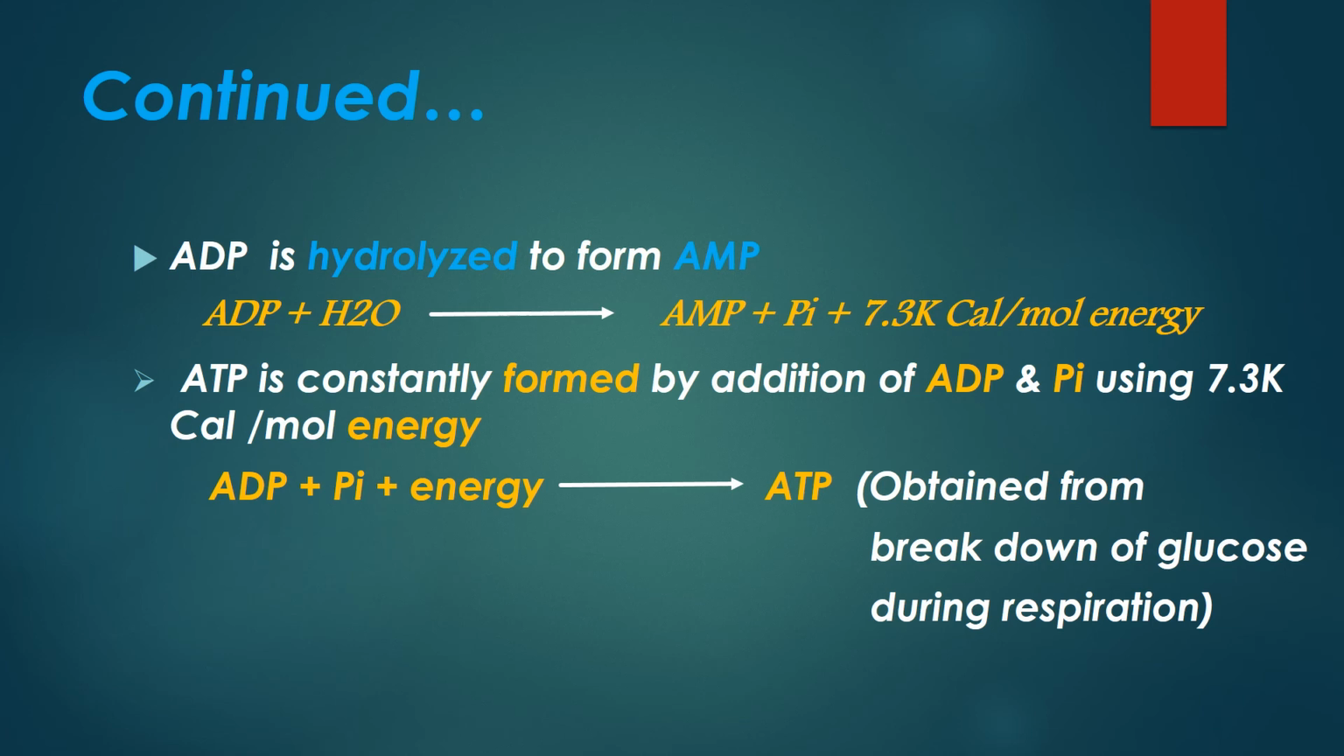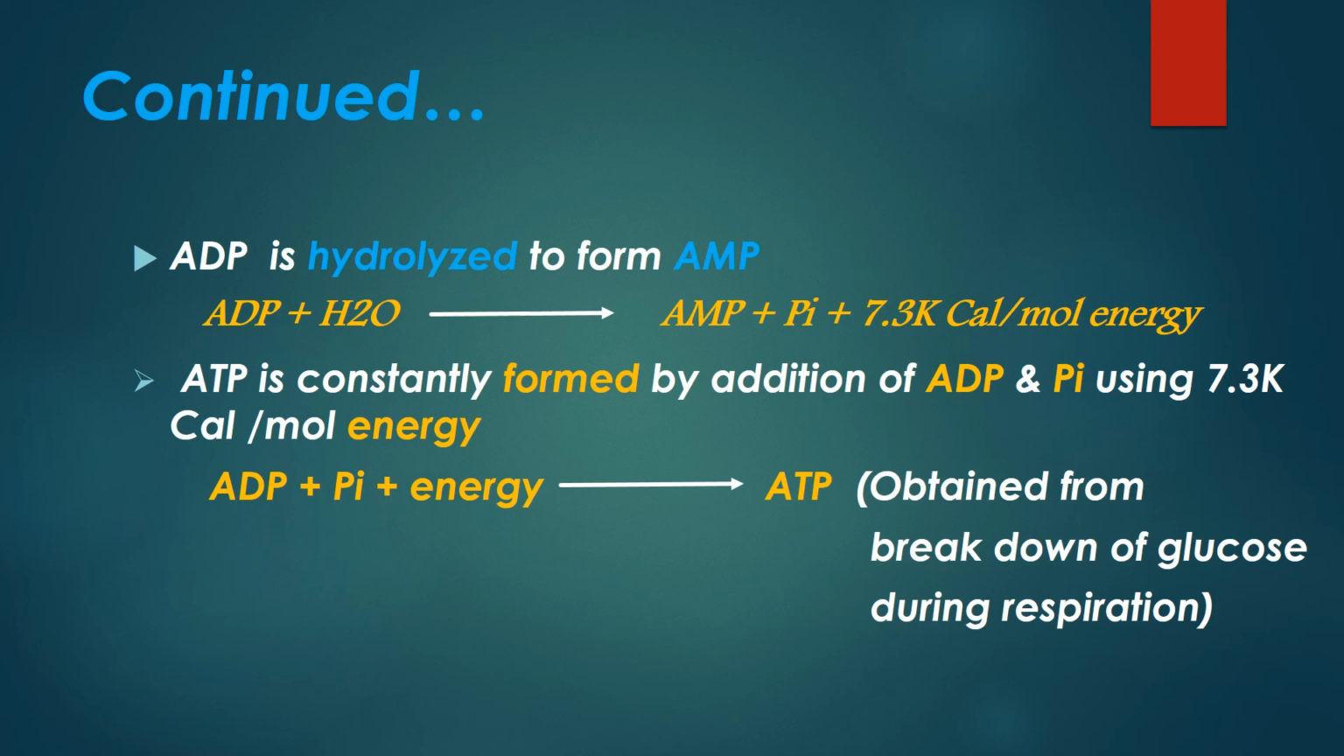Constantly ATP is formed by the addition of phosphate to ADP using energy. The same energy which is released by the breakdown of a squiggle bond will be required for the formation of a squiggle bond, by the addition of one inorganic phosphate to ADP. Here it is ADP plus inorganic phosphate, so the energy is required here. The same 7.3 kcal will be required here to become ATP.